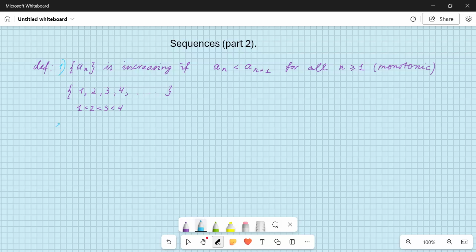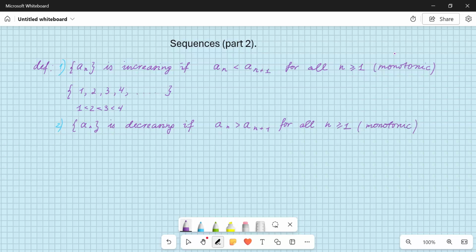Let's say that was the first part of our definition. The second part of our definition is going to talk about a decreasing sequence. a_n is decreasing if the inequality goes in the opposite direction. The next element is less than the previous element. So the previous element a_n is going to be greater than the next element, also for all n greater or equal than 1. Such a sequence is also called monotonic.